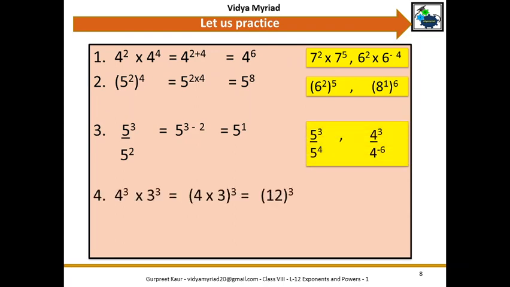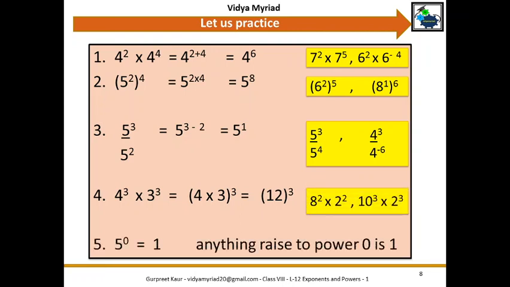Okay. Next question is 4 raised to power 3 multiplied by 3 raised to power 3. Both the powers are same, but the base is different. When the base is different, you will multiply the base. So it will become 4 multiplied by 3 raised to power 3, common 3 outside, which will become 12 raised to power 3.